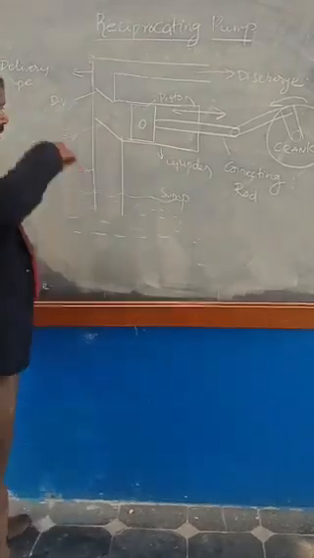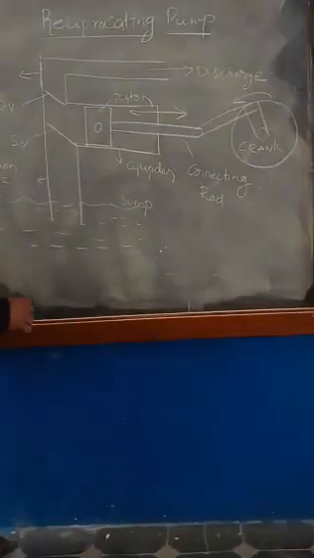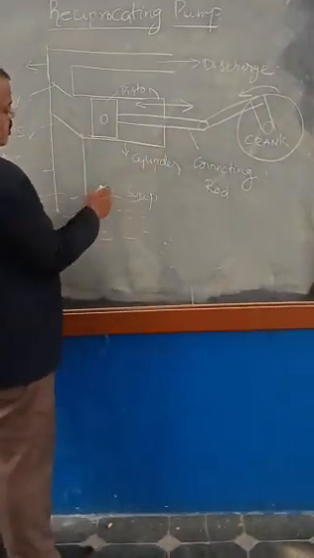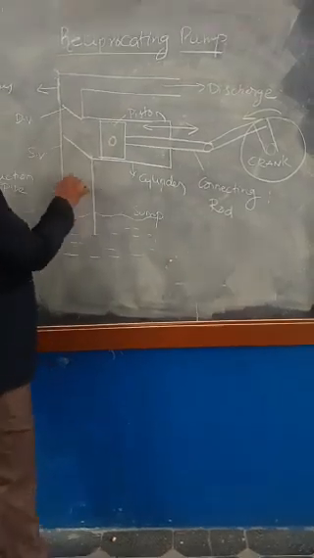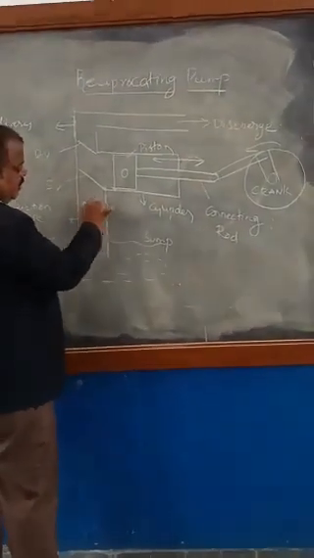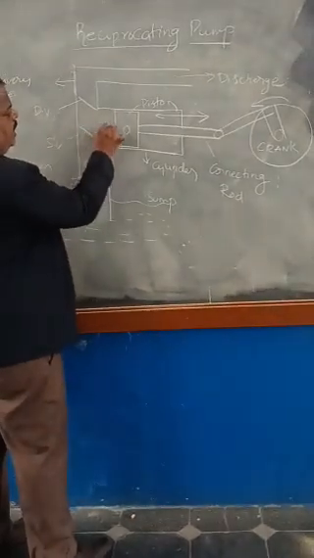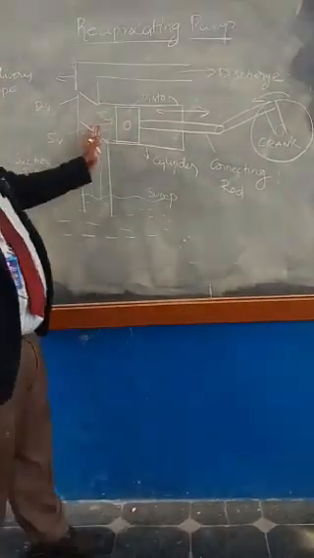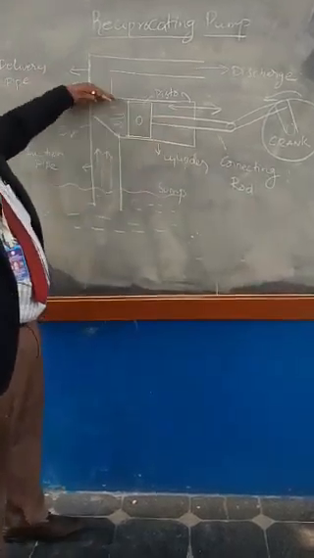Now we see the working principle of this reciprocating pump. When the piston moves from left side to right side, what will happen? The suction valve will open and the delivery valve will close. The suction will occur through the suction pipe, so that the water rises through the suction pipe and enters the cylinder.